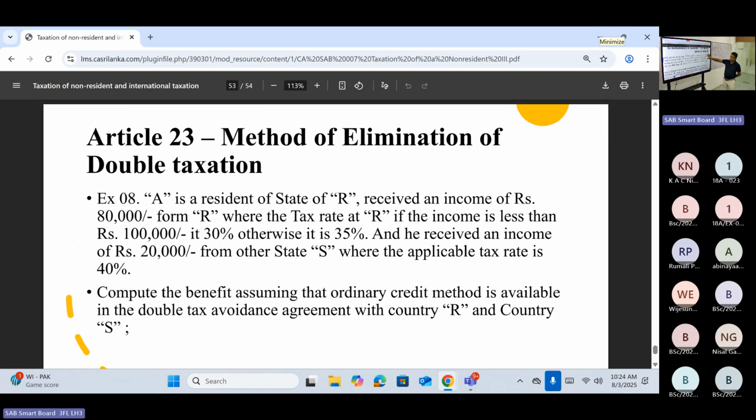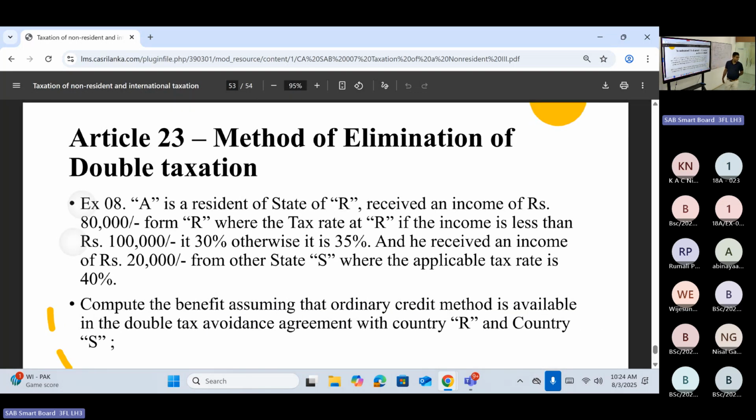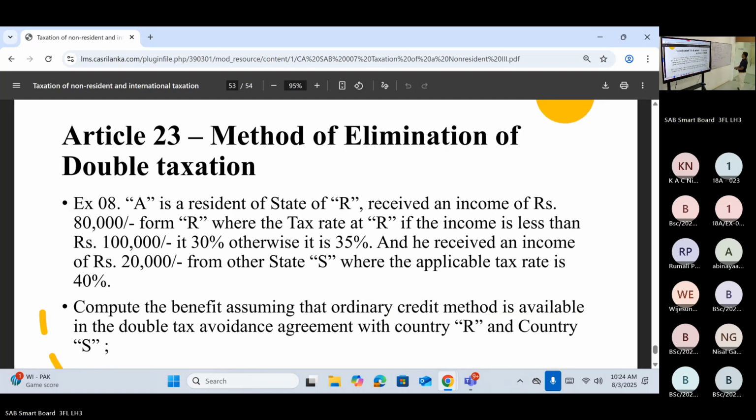Now in another case, the source country tax rate is 40%. So with 40% tax, it is 8,000.